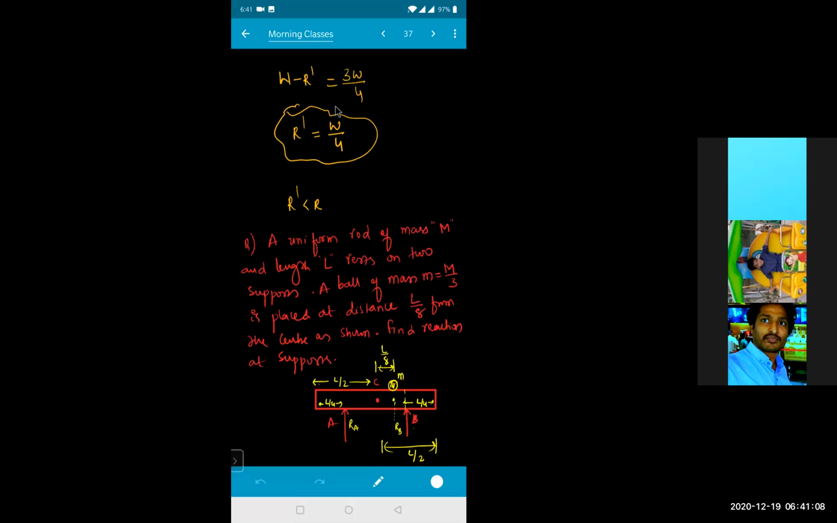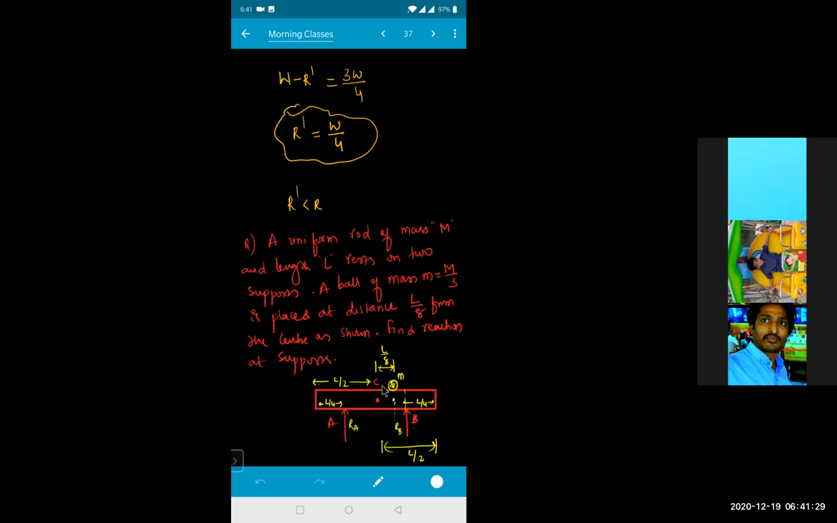Question number 2. A uniform rod of mass M and length L rests on the two supports. A ball of mass small m, equal to M by 3, is placed at a distance of L by 8 from the center as shown. Find the reaction at the supports. Here is one force. This particle of mass small m is kept at a distance of L by 8.